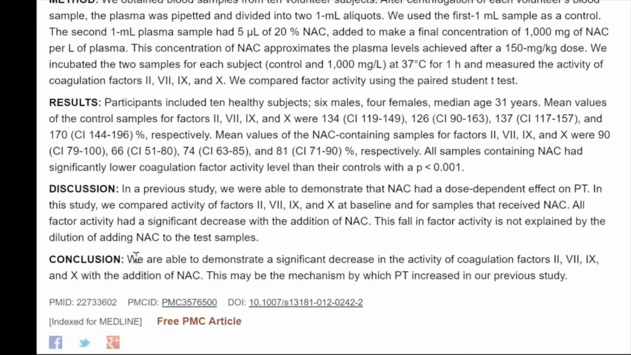They concluded that they were able to demonstrate a significant decrease in the activity of coagulation factors 2, 7, 9, and 10 with the addition of N-acetylcysteine. This would mean that the patient's blood would be thinner or less apt to clot.